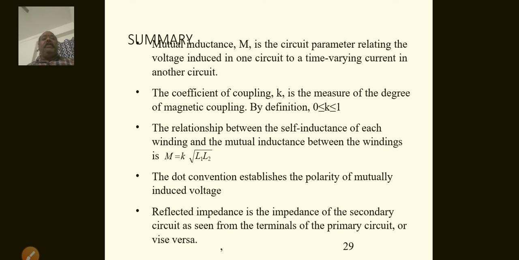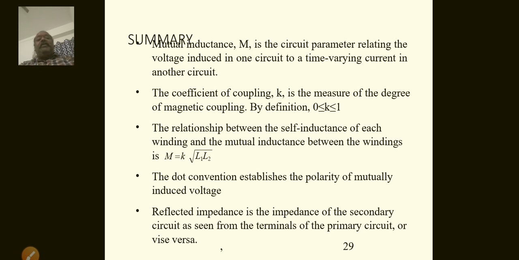This is the summary. Mutual inductance M is the circuit parameter relating the voltage induced in one circuit to a time varying current in the other circuit. Already we know that. The coefficient of coupling K is a measure of the degree of magnetic coupling, which is always between 0 and 1. The relationship between the self inductance of each winding and the mutual inductance is M equals K root over L1 L2. Therefore K equals M by root L1 L2. If the K value is less than 0.5, it is loosely coupled. If the K value is greater than 0.5, it is tightly coupled.